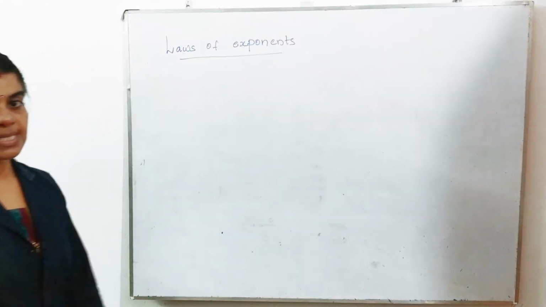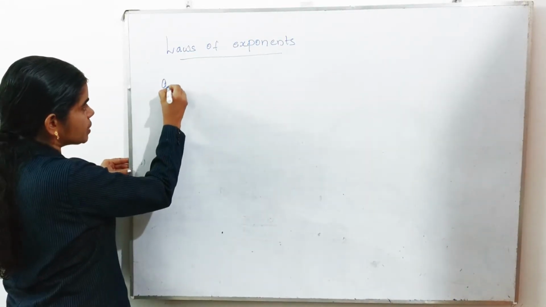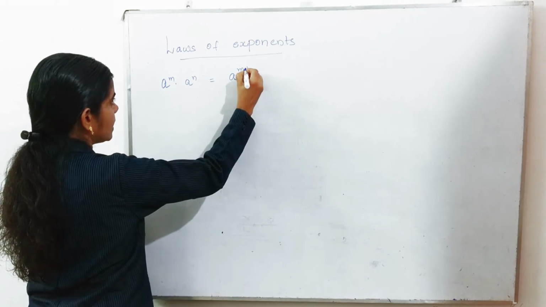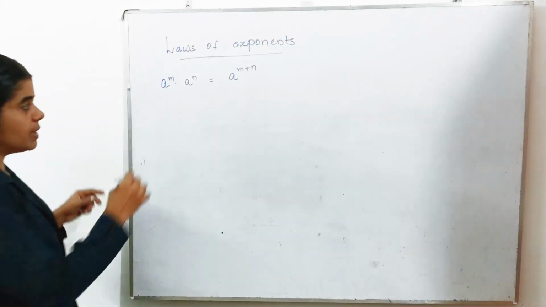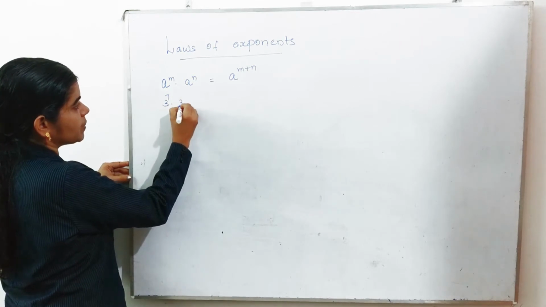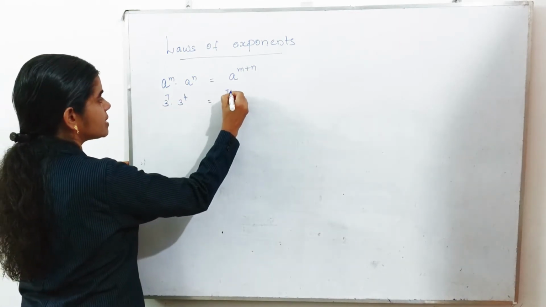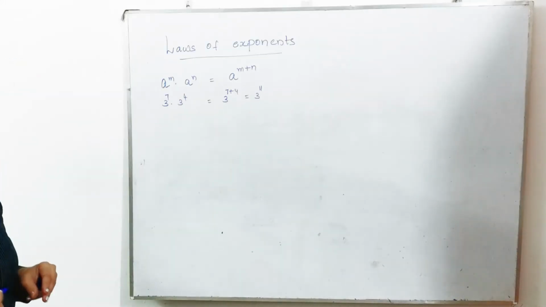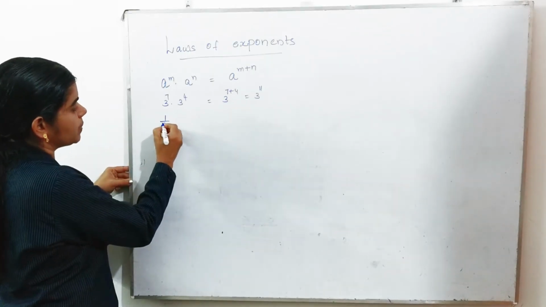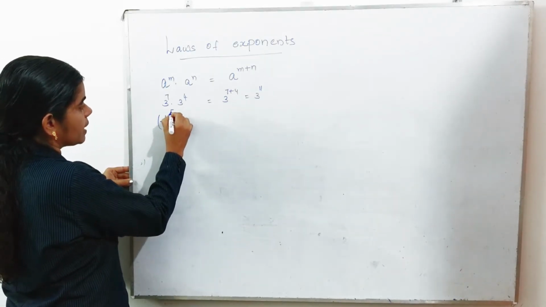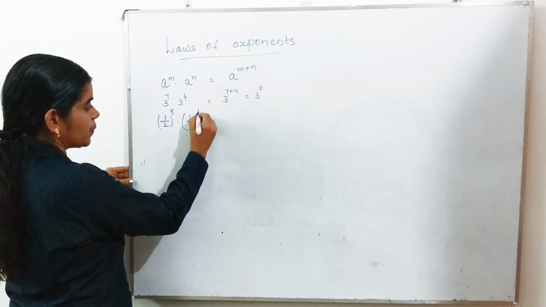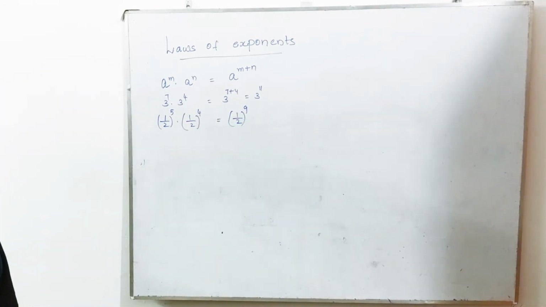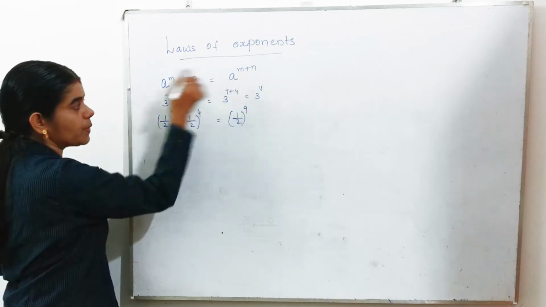You already studied that exponents means powers. a raised to m into a raised to n is equal to a raised to m plus n. For example, 3 raised to 7 into 3 raised to 4 will be 3 raised to 7 plus 4, that is equal to 3 raised to 11. If a fraction is coming, then also 1 by 2 raised to 5 into 1 by 2 raised to 4 is equal to 1 by 2 raised to 9. That will be the first rule: the powers you want to add.